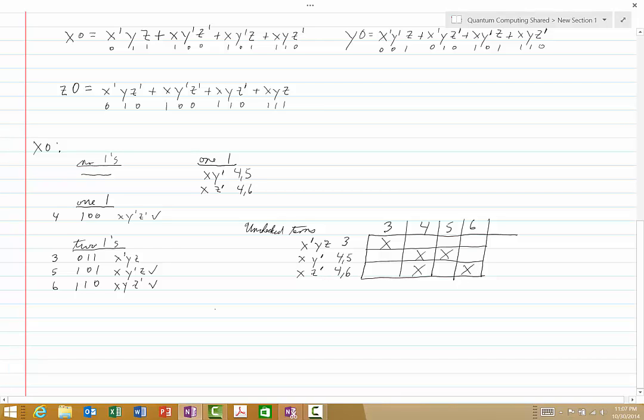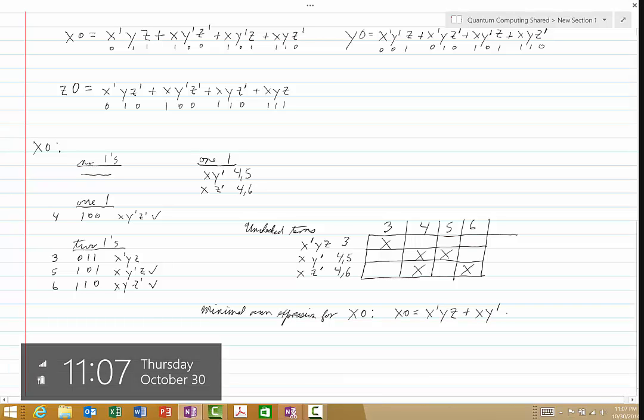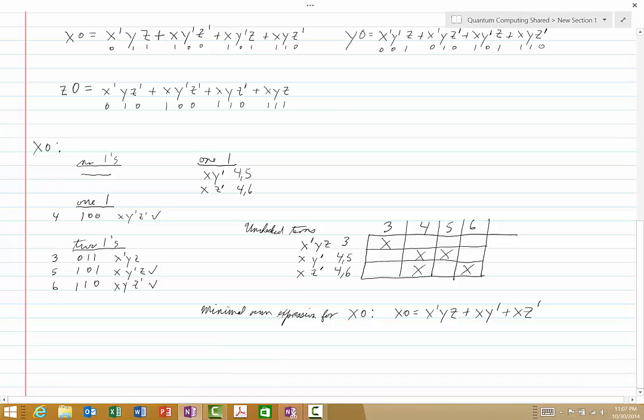So our minimal sum expression for XO will be XO equals X prime YZ or X Y prime or X Z prime. And that finishes our work for XO.